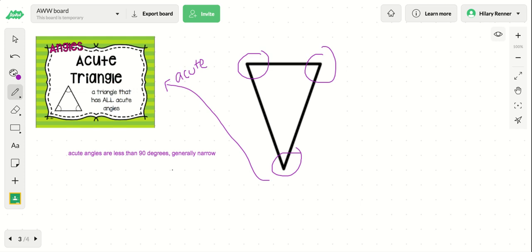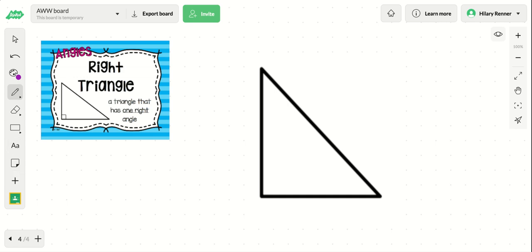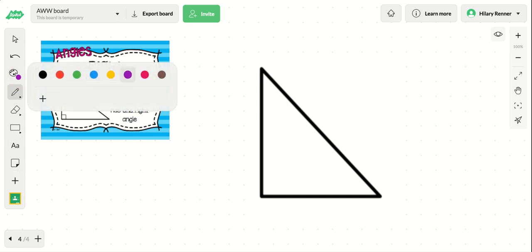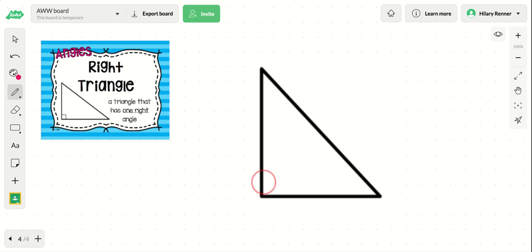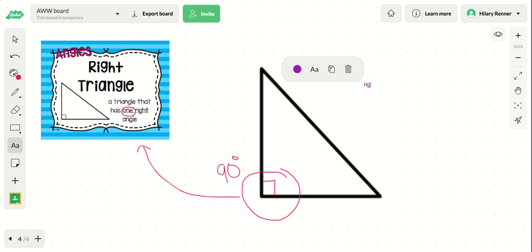The third type of triangle that we have in this lesson that is measured by angles is a right triangle. Now we can see that in this right triangle here, this one corner has exactly a 90-degree angle. So we know this angle is our 90-degree angle, which we know is a right angle, and therefore we would identify it as a right triangle because it has one right angle. And we know that a right triangle has one right angle, which is exactly 90 degrees.